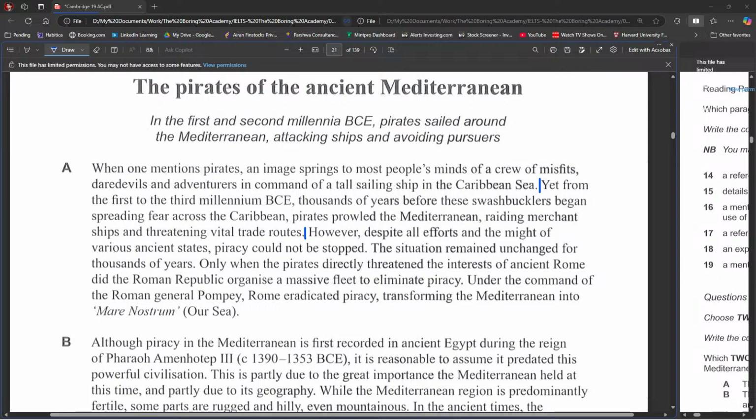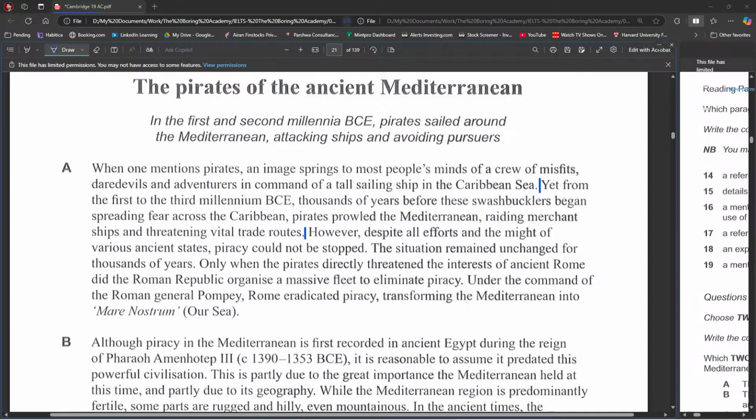That means millennia. Only when the pirates directly threatened the interests of ancient Rome did the Roman Republic organize a massive fleet to eliminate piracy. That means only when they bothered the Romans, the Roman Republic organized a fleet of, not exactly police, but people who were assigned to take care of these pirates.